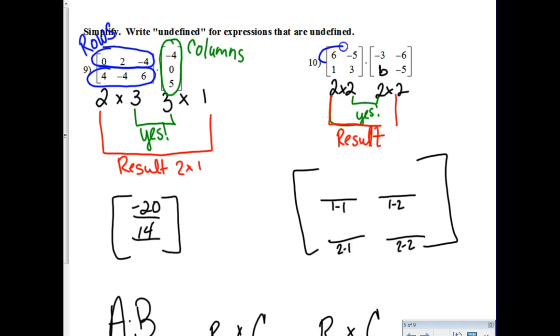All right, so circle the rows of your first matrix. Those are the rows we're using on that first guy. And then you're using the columns of the second matrix. Circle the columns on the second matrix.